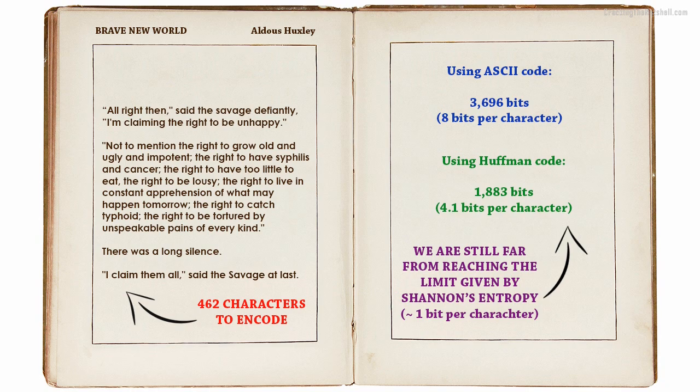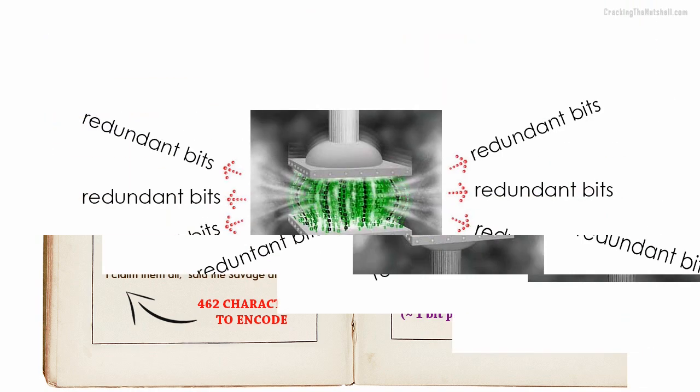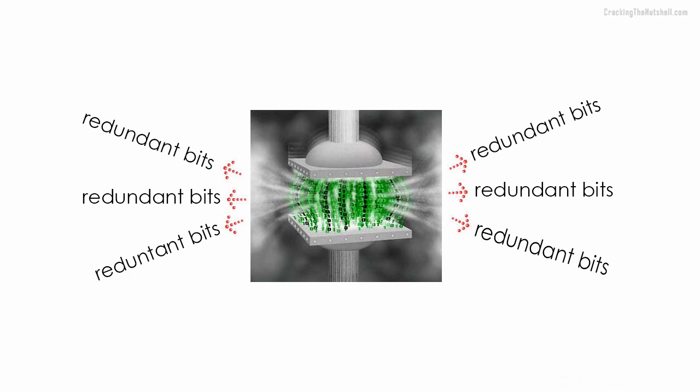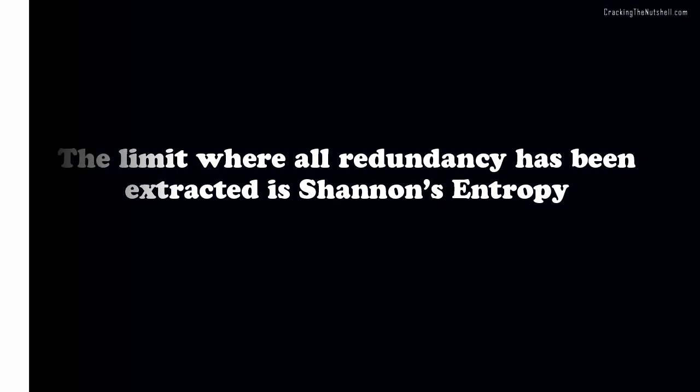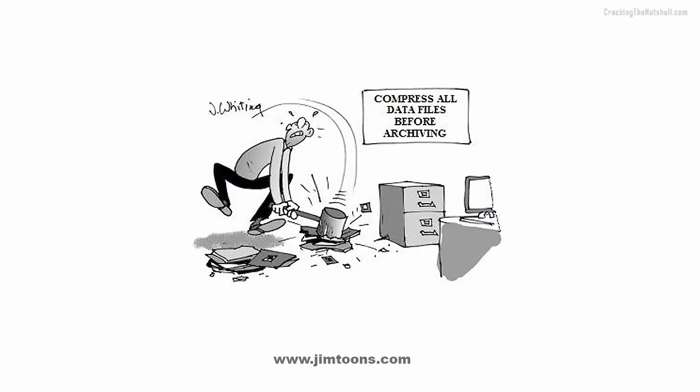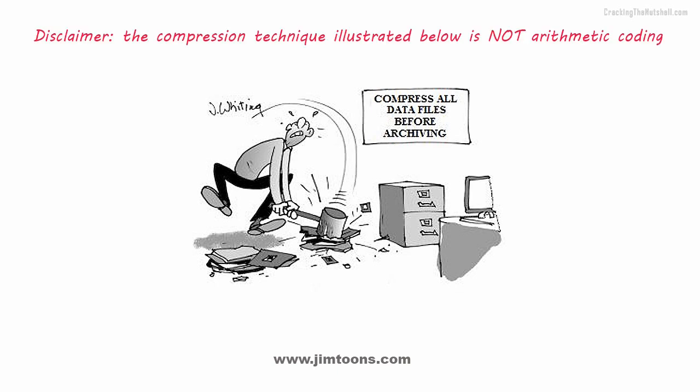Although Huffman coding is more efficient, we are still far from reaching the limit given by Shannon's entropy, which, as we saw earlier on, can be approximated to be around 1 bit per character. By using Huffman's code, we have managed to extract a certain amount of redundancy, but we're still far from the limit where all the redundancy would have been extracted. That limit is Shannon's entropy. There are, however, many other compression techniques. For instance, there is a technique called arithmetic coding, which can extract a lot more redundancy than Huffman coding, and hence it can create compressed messages where the average number of bits per character is much closer to Shannon's entropy.